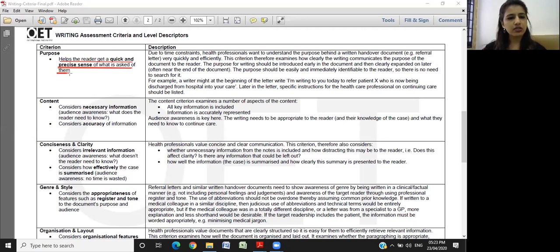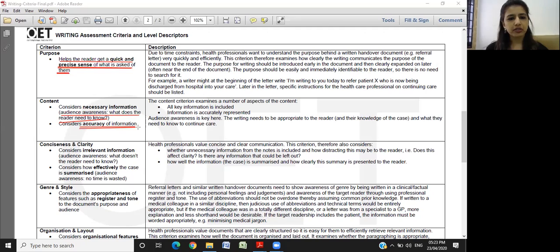The task is not to summarize everything that is given, right? Similarly, look at content criteria. It says it considers audience awareness. What does the reader need to know? And it also considers accuracy of information. So accuracy means the timelines should be clear.